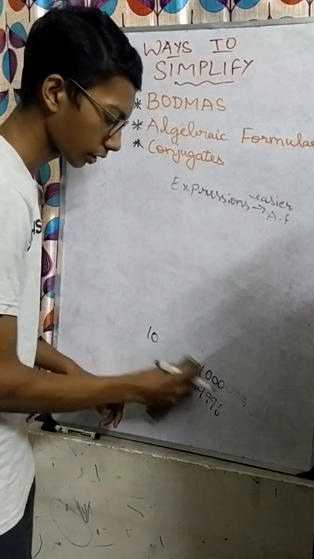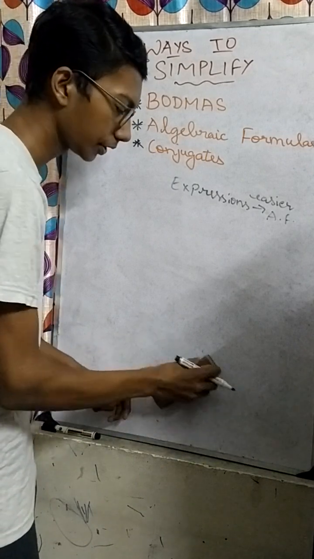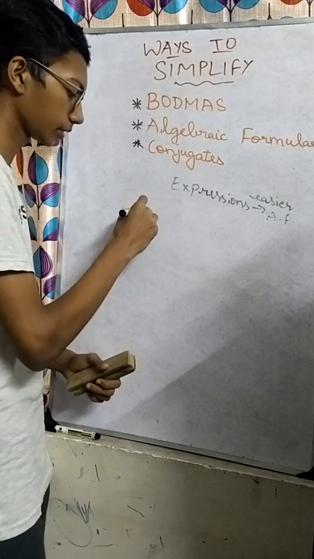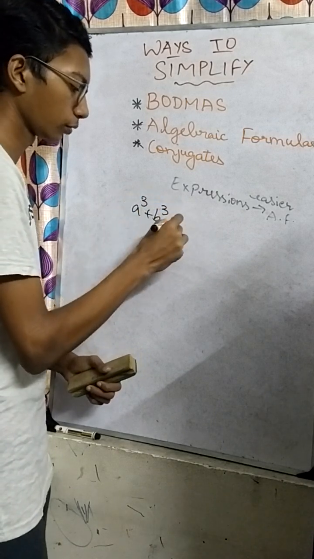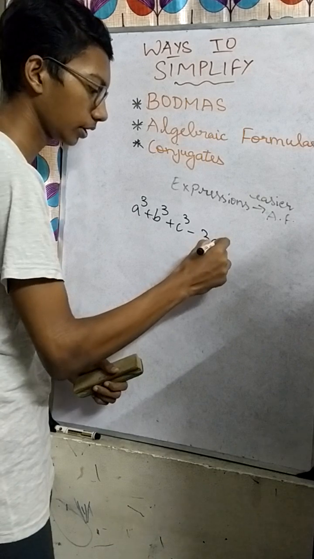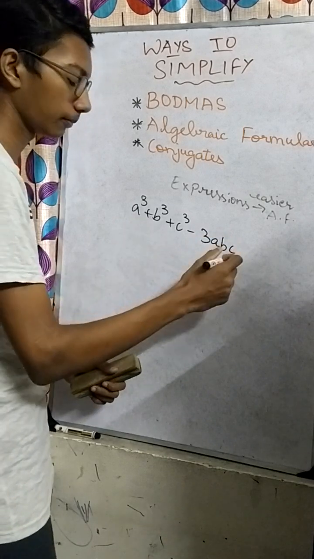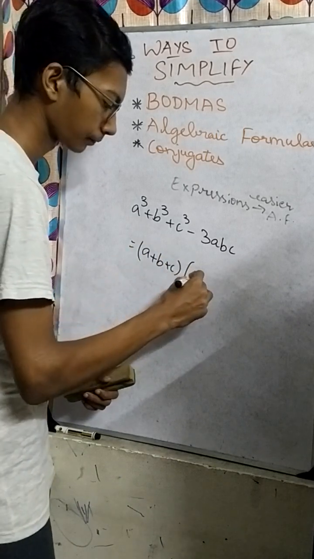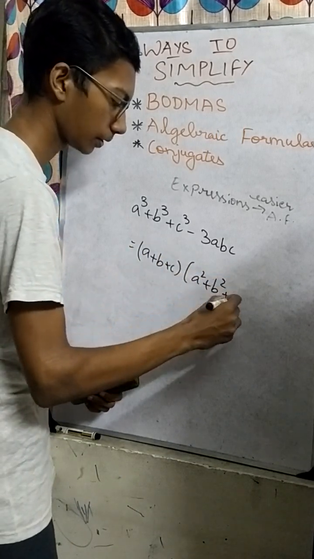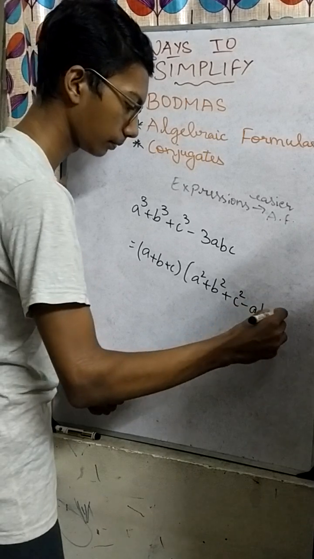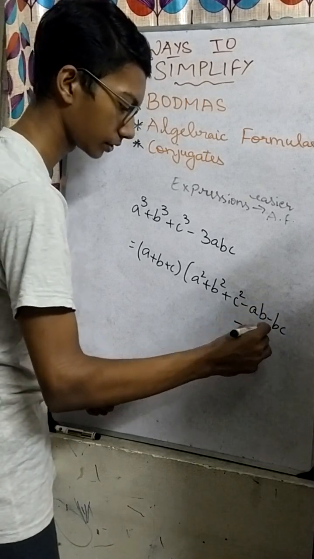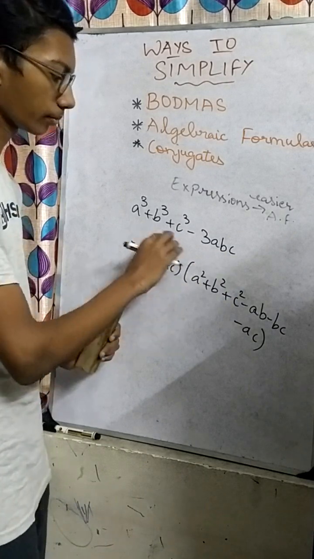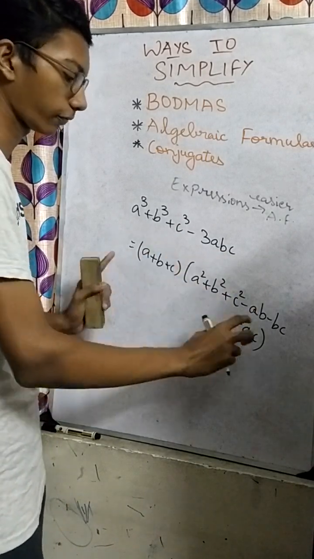The next, somewhat not that useful but little known formula, many people don't know this formula, is a cube plus b cube plus c cube minus 3abc. This involves three numbers and equals (a plus b plus c) times (a square plus b square plus c square minus ab minus bc minus ac). This is a formula not many people know. The very important thing is, you may not fully know this formula.